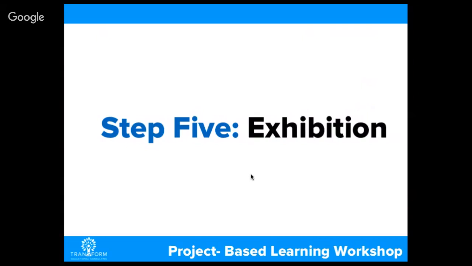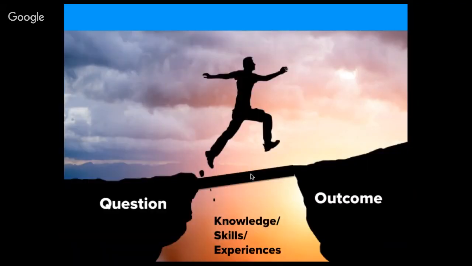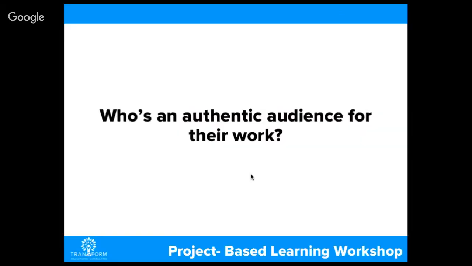So finally, step 5, your exhibition, okay? Now, your exhibition shouldn't be an afterthought, okay? Your exhibition is a way for students to share their outcomes. What did they produce? Why did they produce it? And think, too, who might they be sharing that with? Notice we mentioned the question involved NGOs and the community. So clearly, students should be presenting that to the community. The question you want to ask yourself is, who is an authentic audience for their work?